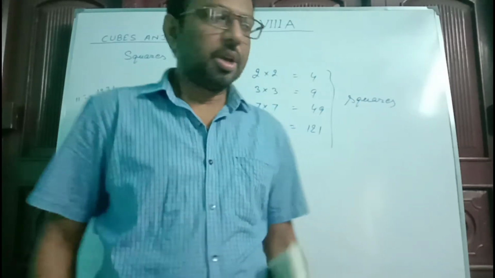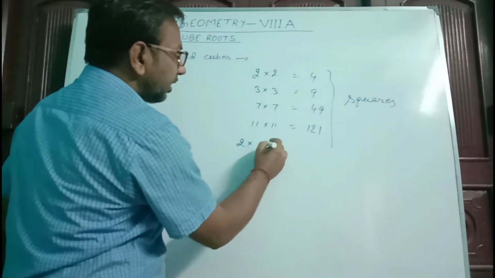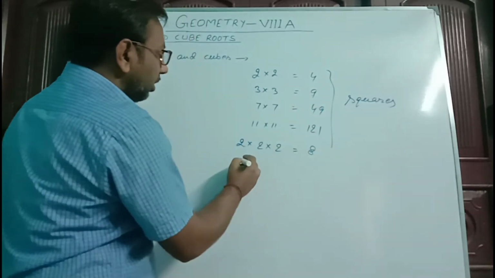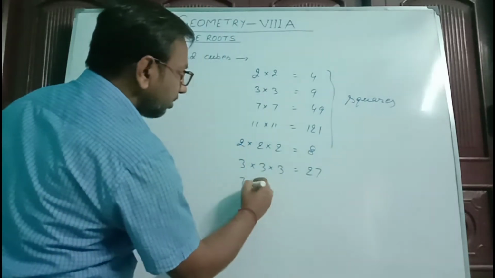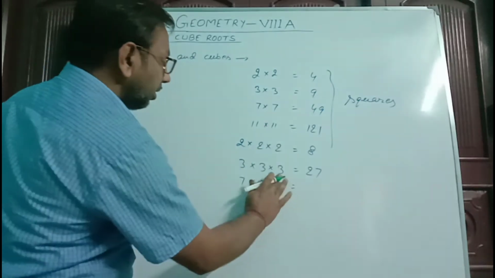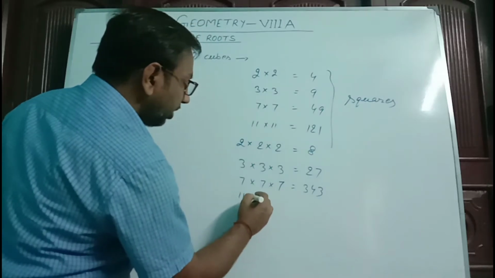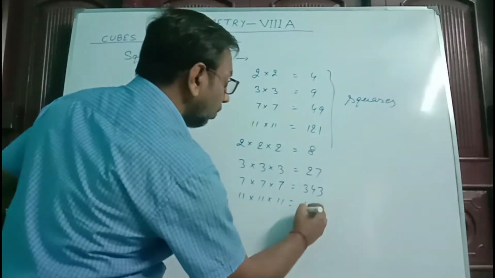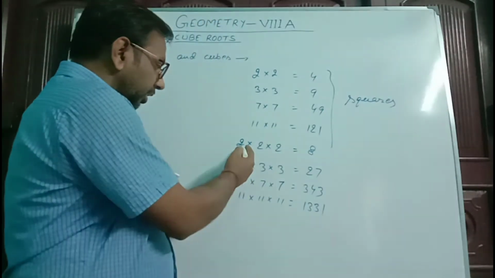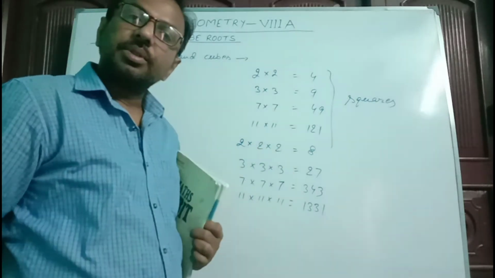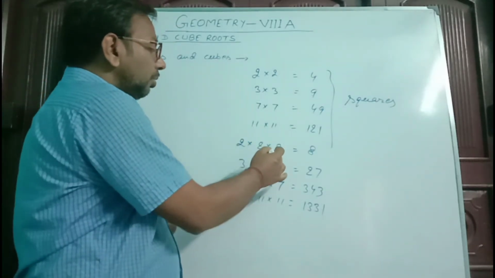And the cubes: if the number is multiplied 3 times, suppose 2 is multiplied 3 times, we get 8. 3 is multiplied 3 times, we get 27. 7 is multiplied 3 times, then we get 343, and 11 is multiplied 3 times, we get 1331. In this system, we are seeing that the given number is multiplied 3 times by the same number. 2 into 2 into 2, 8.